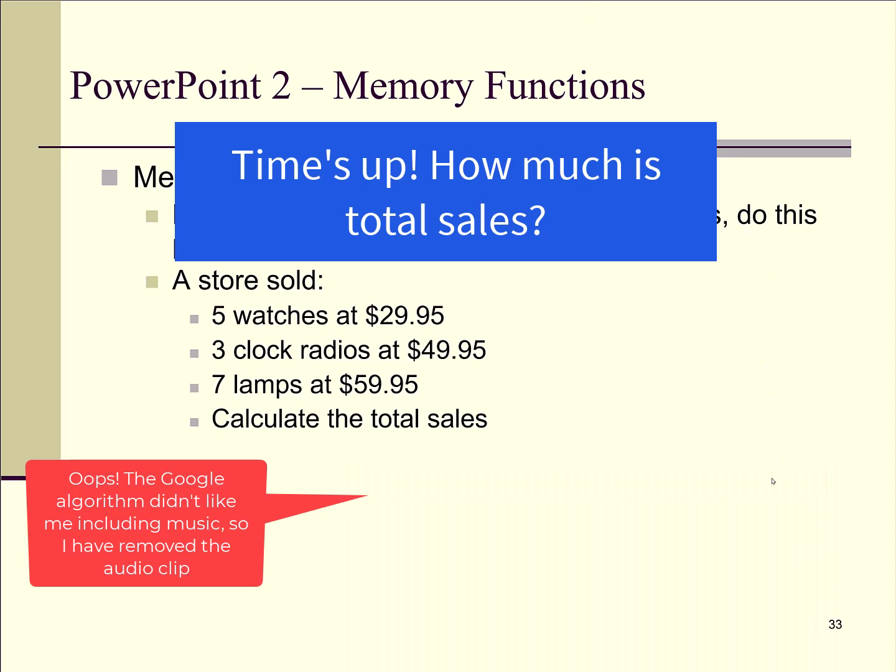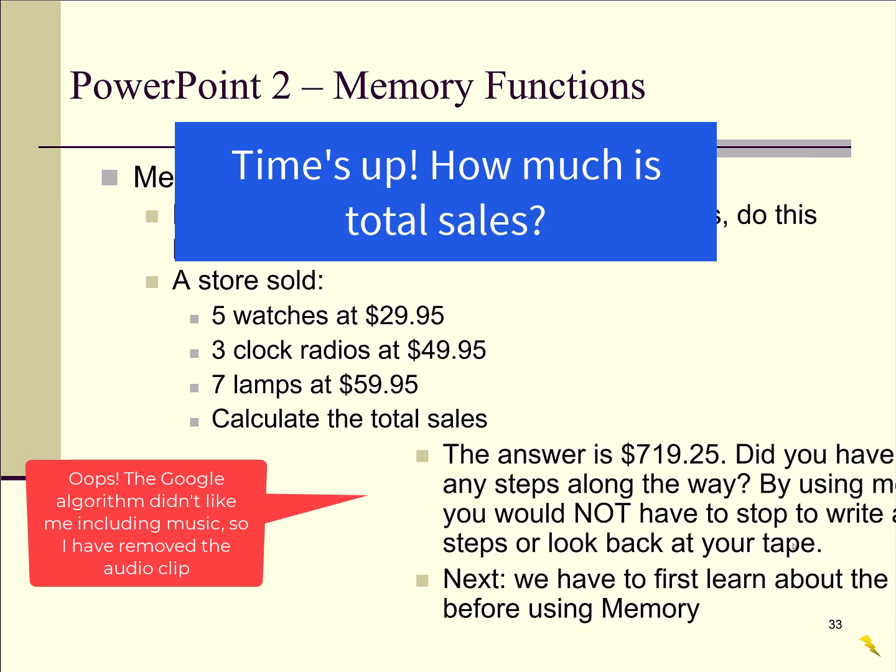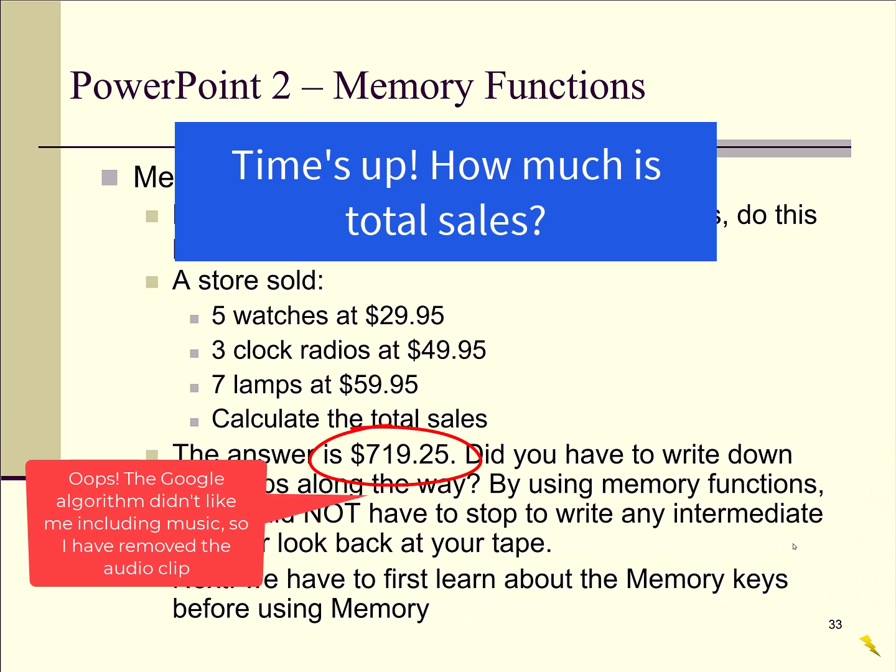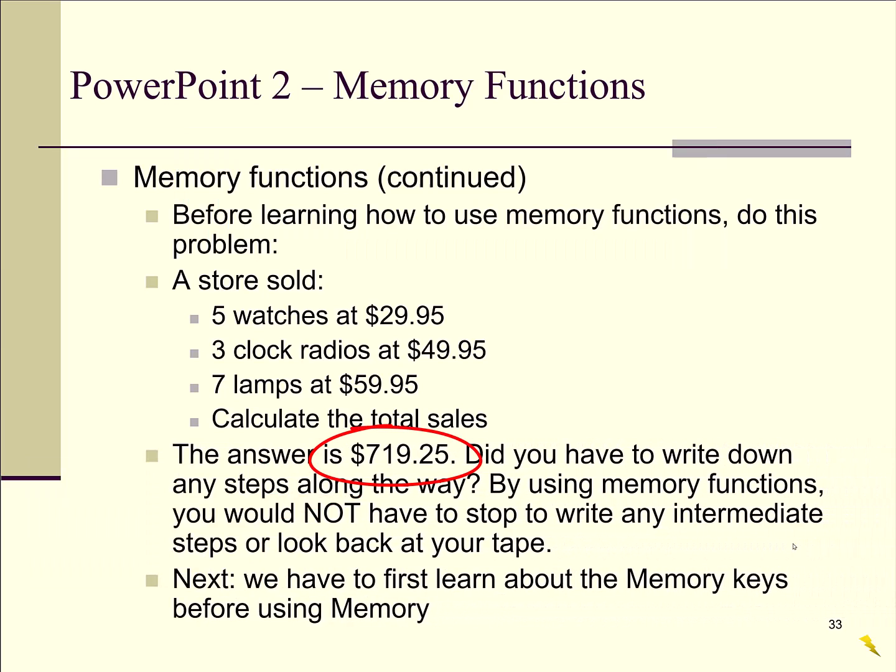So, what did you find out? The answer is $719.25. Now, did you have to write any steps down along the way? By using memory functions, you would not have to stop to write any intermediate steps or look back at your tape.